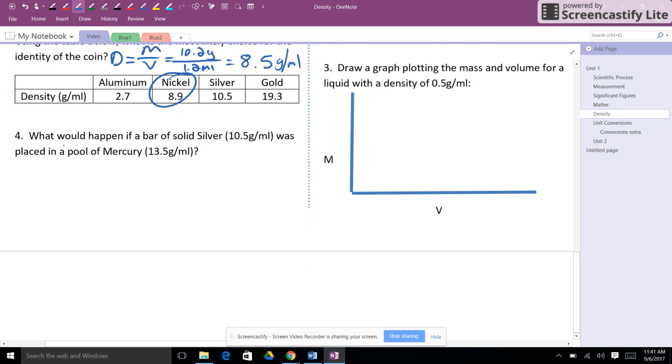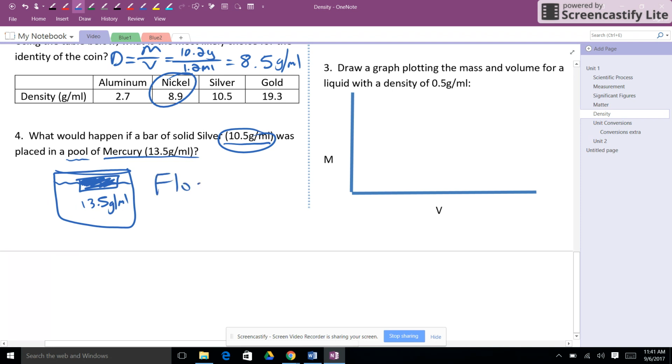For question 4, what would happen if a bar of solid silver, which is 10.5 grams per milliliter density, was placed in a pool of mercury? And if you don't remember, mercury is this liquid metal. So if we imagine that we have this pool of liquid mercury, which has a density of 13.5 grams per milliliter, and then when we look at the density of silver, 10.5, it is less than the mercury, so that bar of silver would actually float on top of the pool of mercury, as long as they don't mix. Kind of crazy, but it would float in this situation.